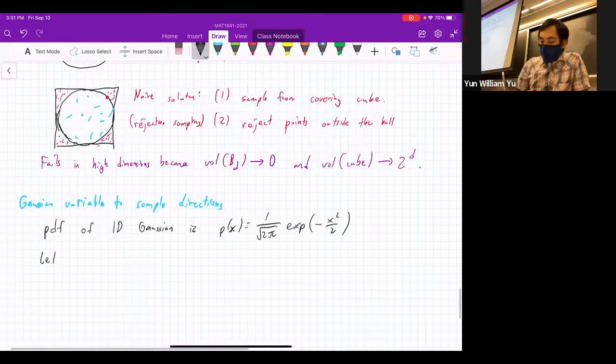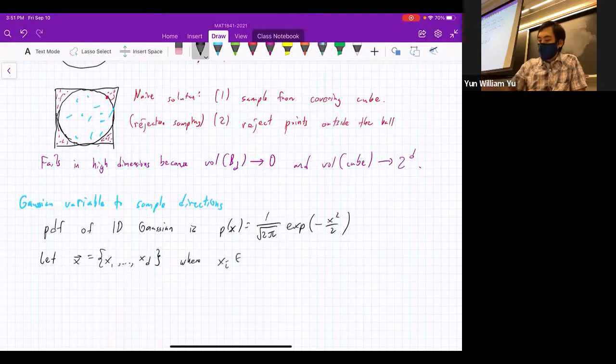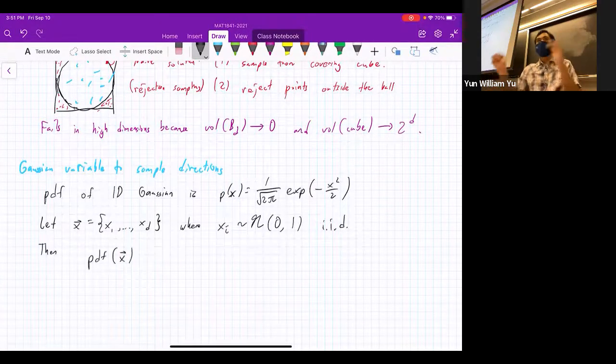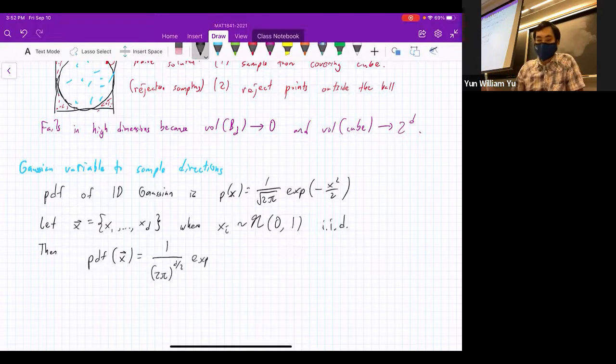So if we have a Gaussian point, let x vector be equal to a set of random Gaussians, where each of our coordinates, x i, comes from the normal distribution with mean 0 and variance 1, IID. Well, then we know that the probability density function of this entire vector is going to be equal to, well, all of them are sampled independently. And so you just multiply together all the PDFs and you get 1 over 2 pi to the d over 2 power, times the exponential of, and so when you multiply all these together, you're adding together all the different coordinates, minus x1 squared plus dot dot dot plus x sub d squared, over 2.